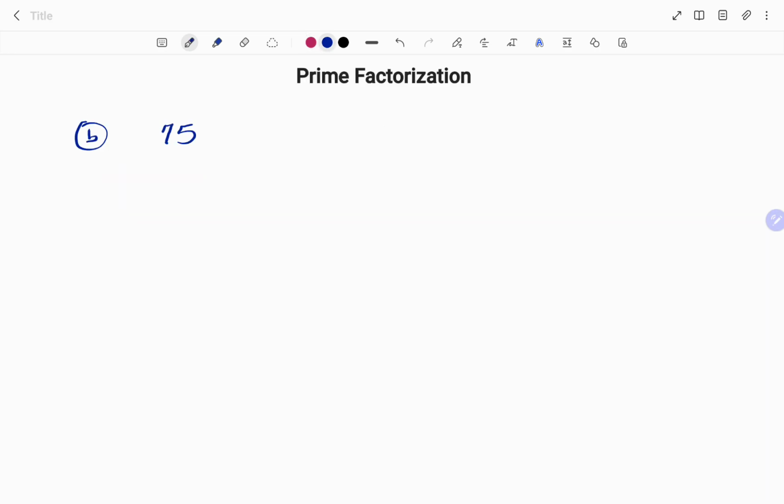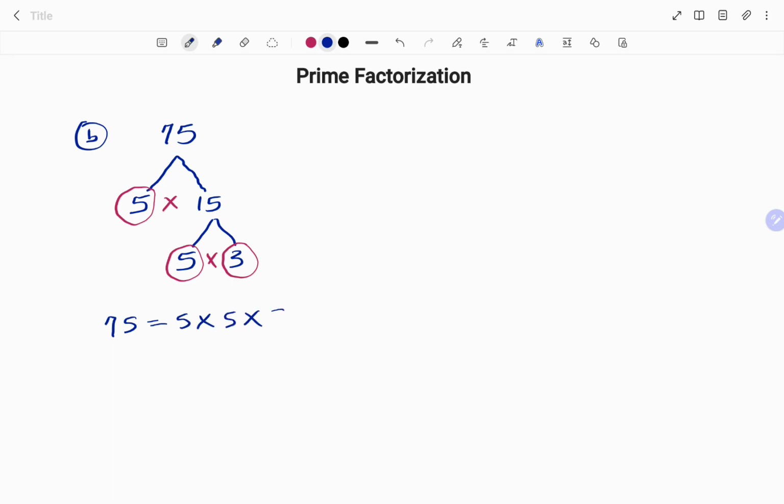Let's try out another example. To find the prime factorization of 75, we know that 75 is divisible by 5, and 5 times 15 will give us 75. 5 here is a prime. We can further divide 15. 15 is divisible by 5, so we have 5 times 3 will give us 15. 5 is a prime and 3 is a prime. Thus, the prime factorization of 75 is, writing all the factors, 5 times 5 times 3.